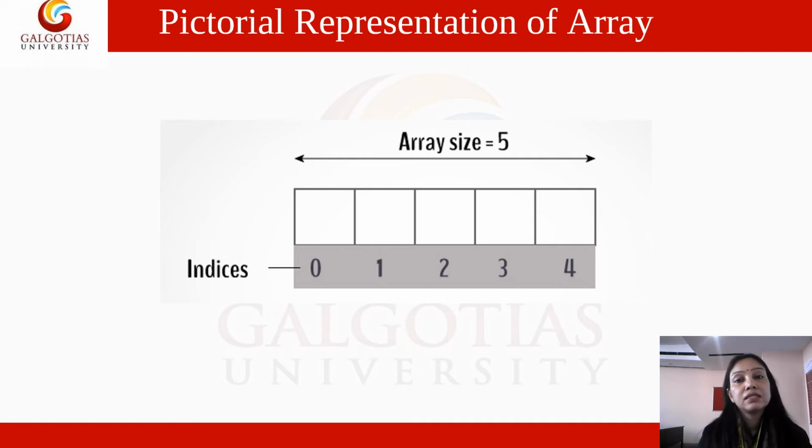So these indices are also very important with this concept of array. Whenever you are declaring an array of any size, say n, you have to remember that your first element will be stored at index 0 and your last element will be stored at n minus 1. So if it starts from 0 and ends at n minus 1, all the elements of the size you have declared will be stored in your particular array.